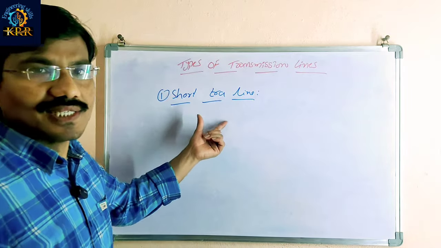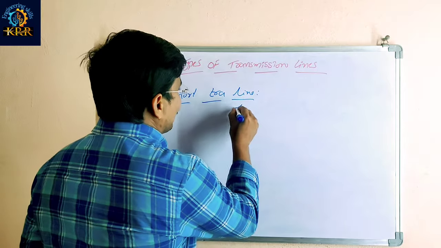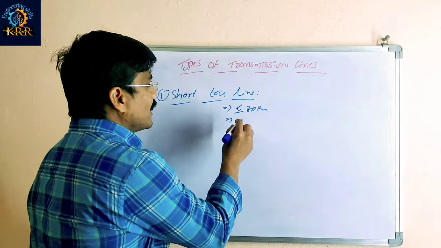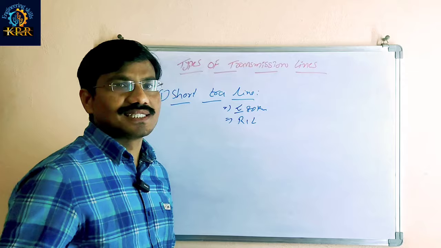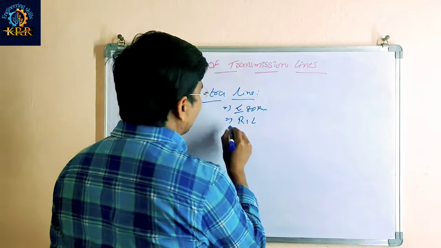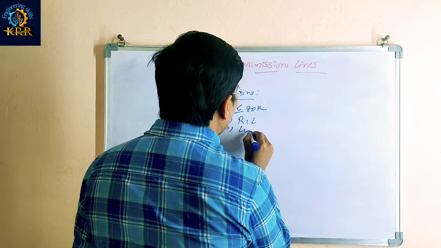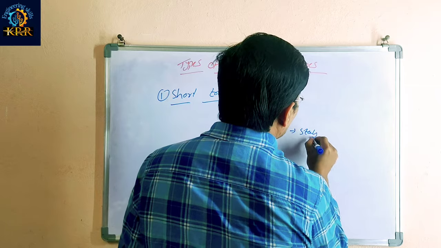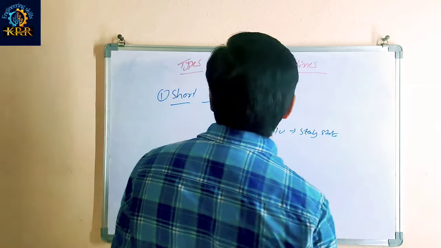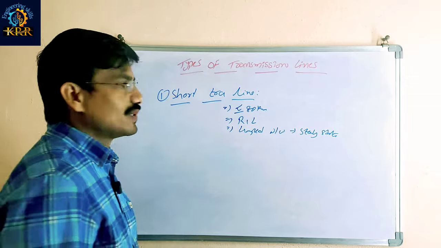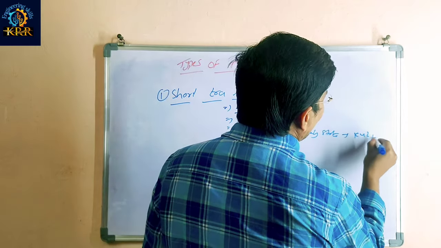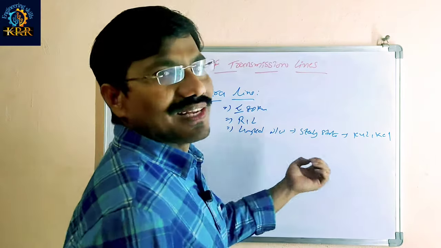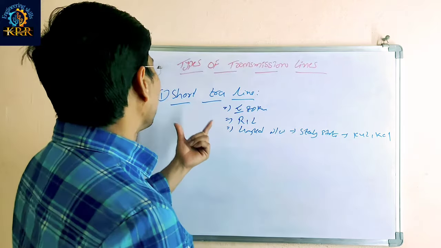In the short transmission line, the length is less than 80 kilometers. And here we consider only the inductor and the resistor. This is the lumped network, and with the help of steady state analysis, we can calculate the unknown values with the help of known values. Steady state analysis is nothing but KVL and KCL. With the help of KVL and KCL, we can calculate unknown values with the help of known values. These are the short transmission line.